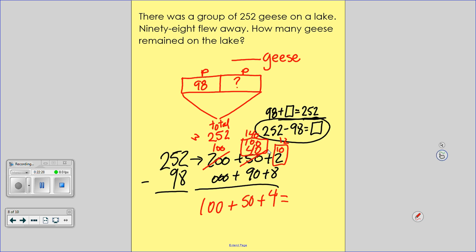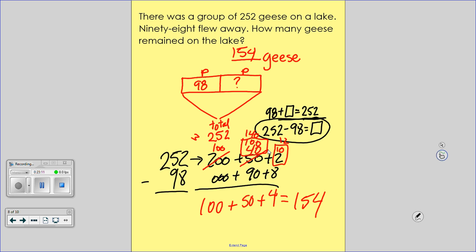All right, Piper, put this number back in standard form for me. 154. Are we done? No. This is a naked number. Yikes! What are we counting? Puppies? Cupcakes? Geese! 154 geese! We need to know what in the world we were counting. Geese! Are we okay with that?